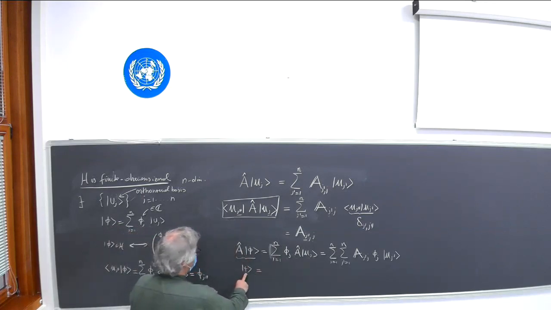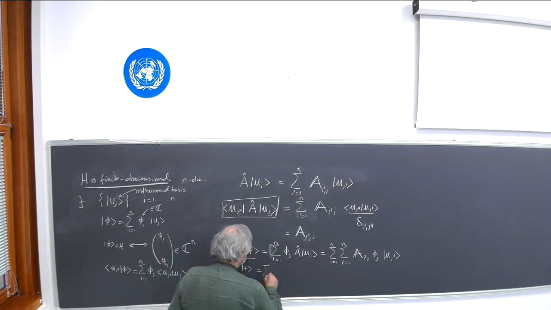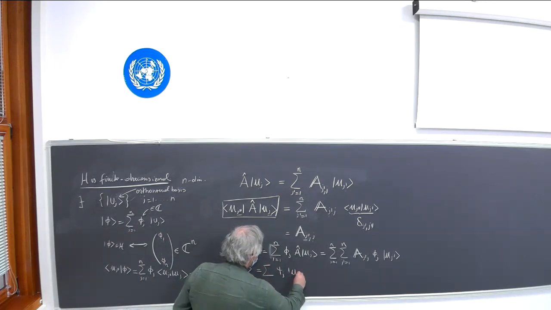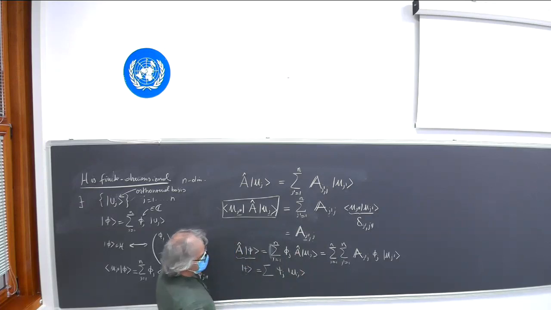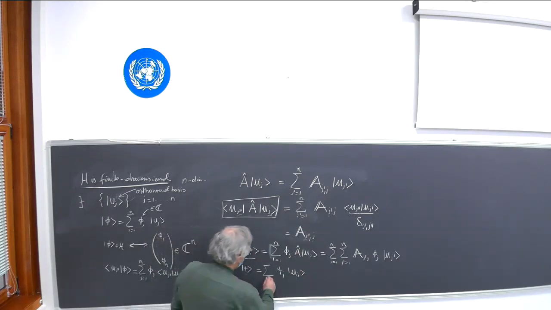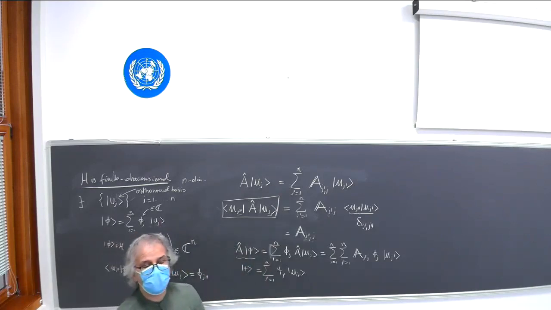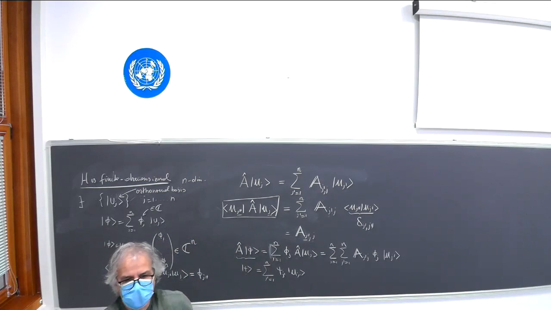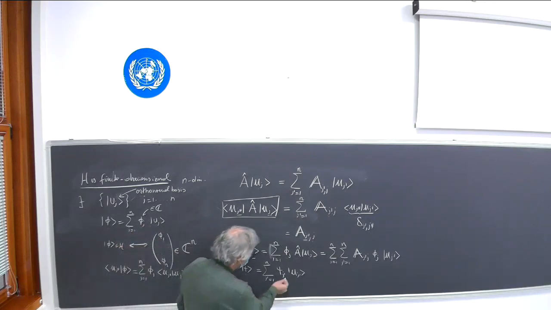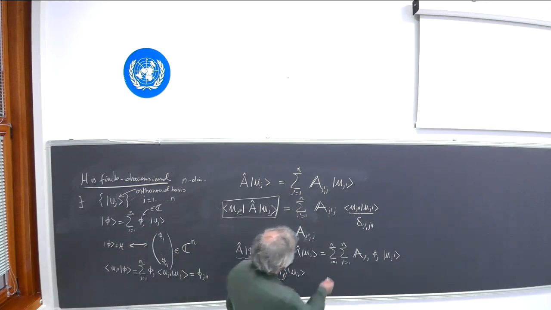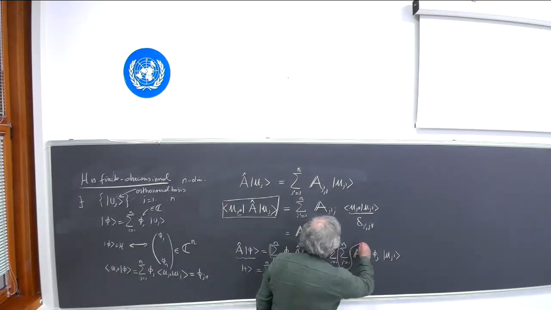Now, any vector can be written in components. So I can write this as the sum over j from 1 to n of psi j u j. And in order to facilitate your reading of this formula, let's call the index j prime. These are called dummy indices. They are just used in the sum, so you can change their name as you wish. If you do that, you immediately realize that this object here is in fact equal to this object here.